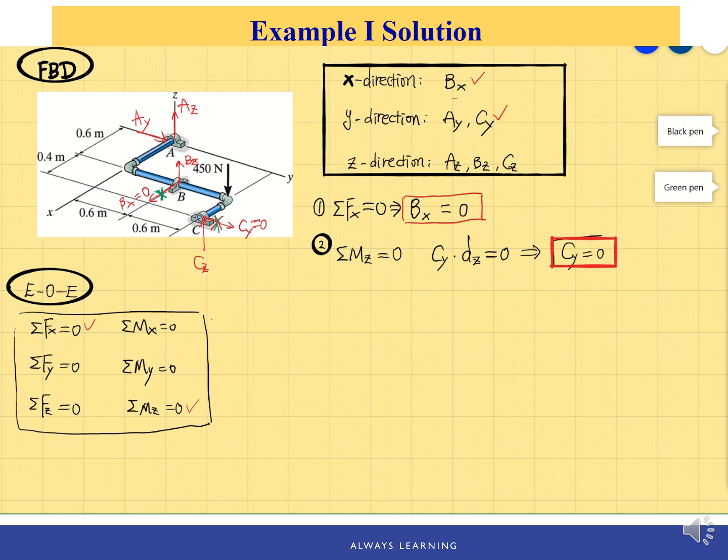Okay, so let's start with sum of Fy equals 0. Well, actually, this sum of Fy equals 0 is also special because now we only have one y force left, because Cy is already 0. Now we only have Ay. That's the only force left. Ay equal to 0. So we don't have to do anything else. Ay is 0, check it, and cross it out.